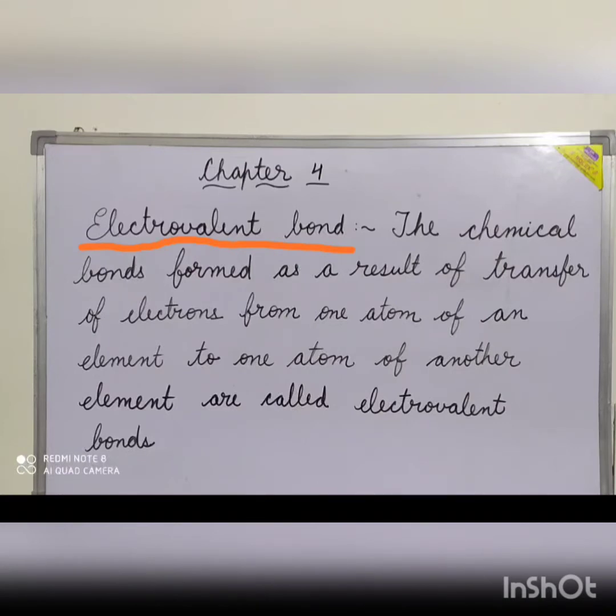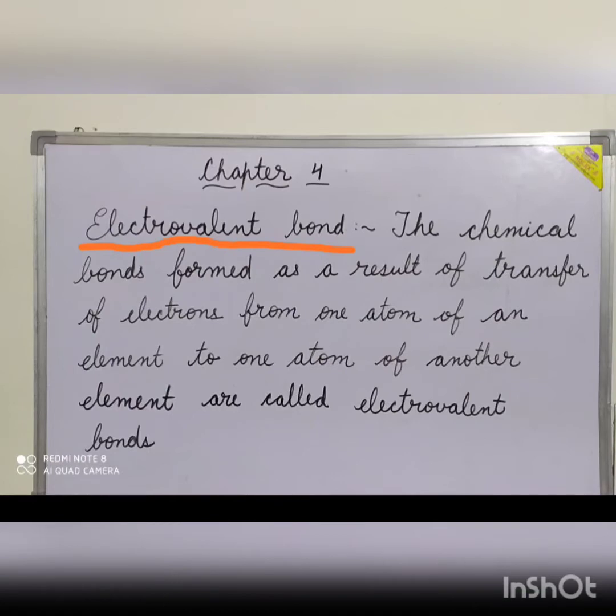A metallic element whose one atom readily loses electrons to form a positively charged ion is an electropositive element. Example, sodium very easily loses electrons and forms the sodium cation, Na+. A non-metallic element which can readily accept the electron to form a negatively charged ion is called an electronegative element. For example, chlorine can easily accept the electron and form the chloride ion.